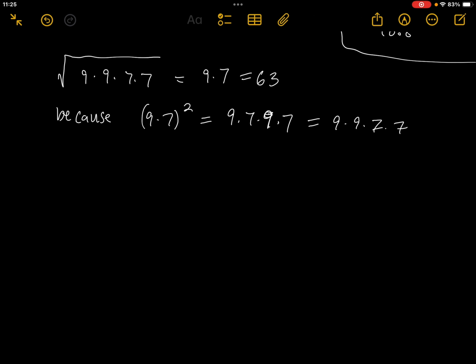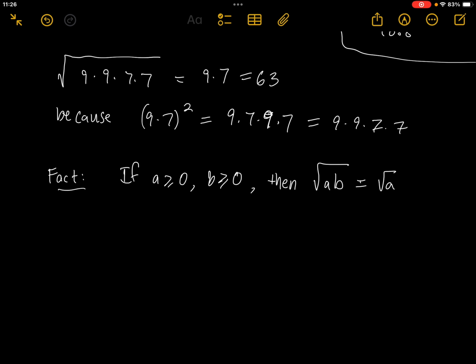In general, this is a useful property of square roots: if you start off with two numbers and neither of them is negative, so a and b are both greater than or equal to 0, then the square root of the product ab is equal to what you get by taking the square root of a and the square root of b and then multiplying them. Let's explain why this is true.